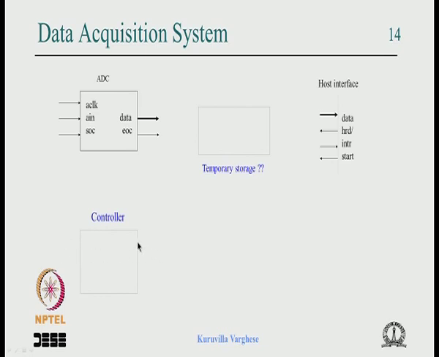The controller has to give this start of conversion, and when the end of conversion comes the controller should know that, and the start signal from the host should come to the controller to start the whole operation. This FIFO needs a write signal that has to be given by the controller. This data can be connected to the data input of the FIFO, this data can be connected to the data output of the FIFO, and the read signal of the host will come to the FIFO read. And how to give this interrupt signal, okay.